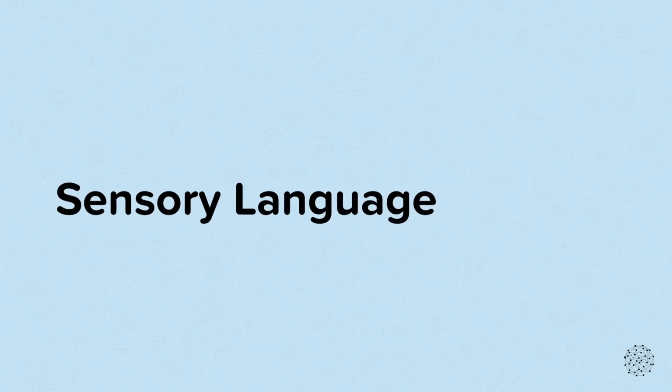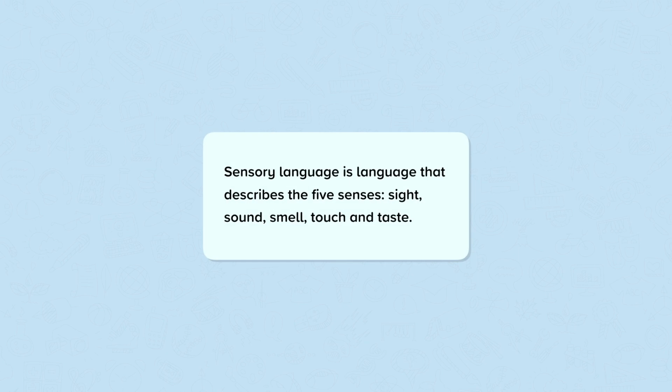In this nugget, we're going to learn about sensory language. What is sensory language? Sensory language is language that describes the five senses: sight, sound, smell, touch, and taste.